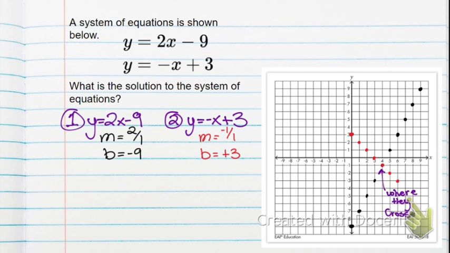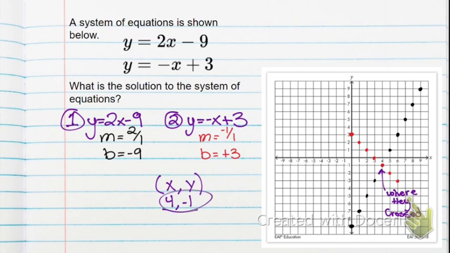Okay, because that's where they cross, that's my answer. Now that point is my answer, but that point also gives me an ordered pair, because I'm going to need an x value and a y value. That's an ordered pair, okay? So the ordered pair that point gave me based off the solution was a positive 4, negative 1. So the answer is going to be positive 4, negative 1.